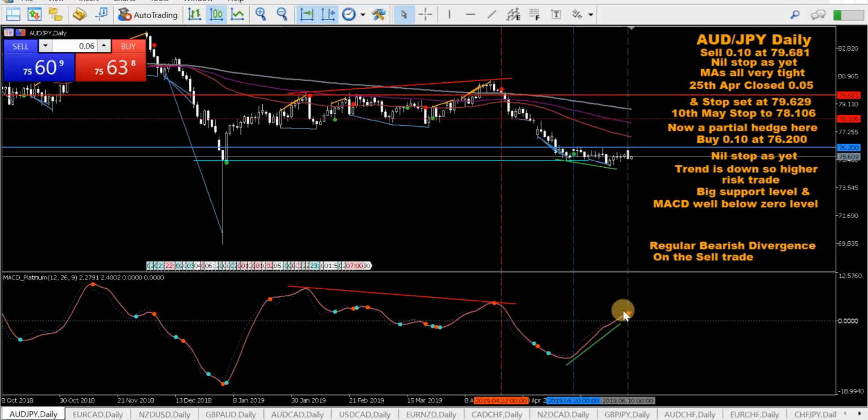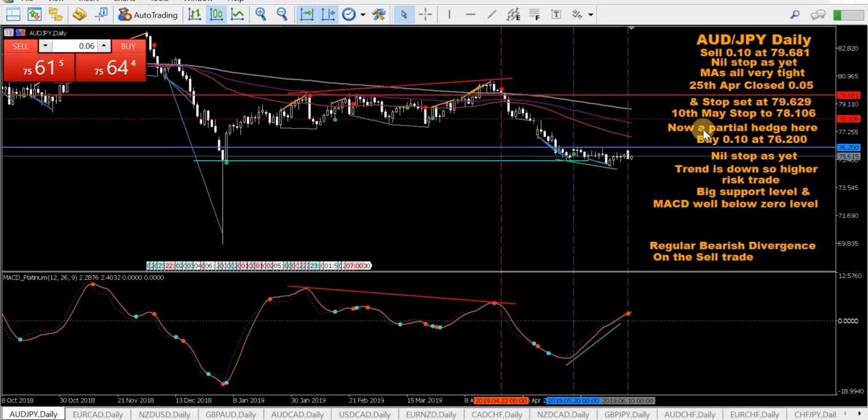In this case, there's a red dot above the 0 level on the MACD Platinum. So you can see my notes. I have the pair and a chronological order of what I've done, basically running down the page here. So you can see my sell there. Nil stop as yet. MA's all very tight. When I took the sell, 25th April closed half, stop set. So you can follow it.